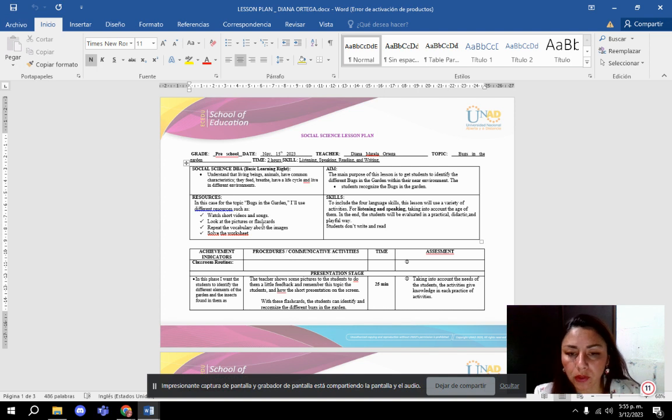The skills for this lesson plan include the four language skills. This lesson will use a variety of activities for listening and speaking, taking into account their age. In the end, the students will be evaluated in a practical, didactic and playful way. Students don't write and read because they are only 3 or 4 years old.